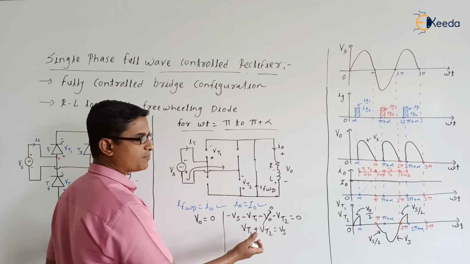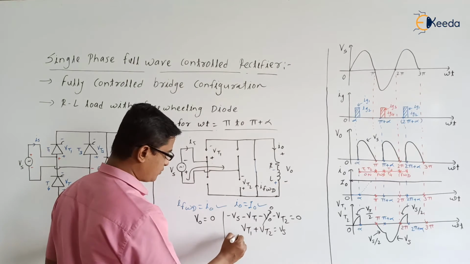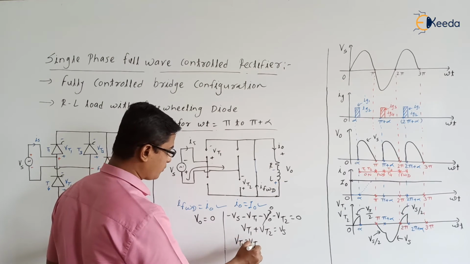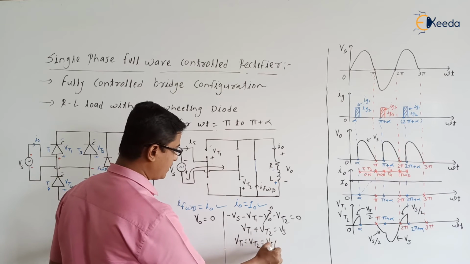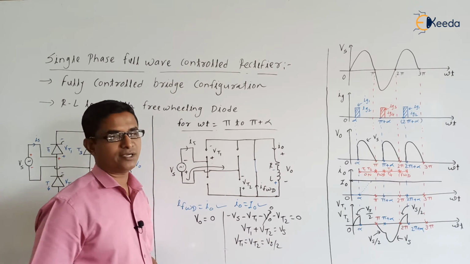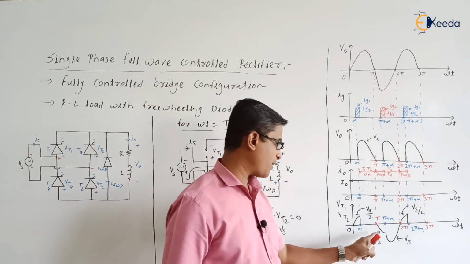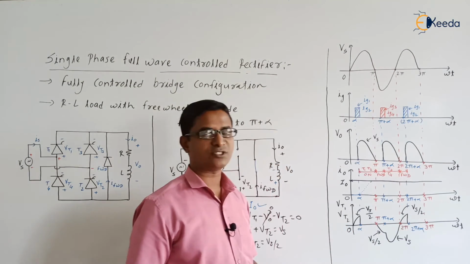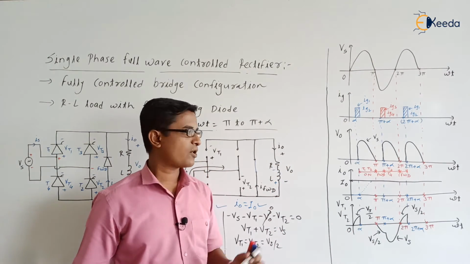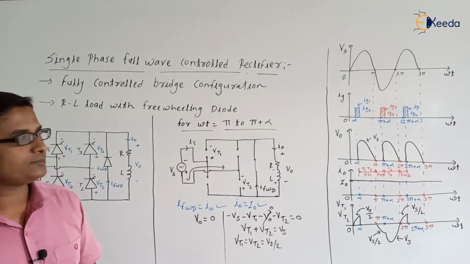But these two thyristors are made of the same material. Therefore Vt1 is equal to Vt2 is equal to Vs by 2. Voltage will be divided equally. So here, from pi to pi plus alpha, Vt1, Vt2 is equal to Vs by 2. Next, from pi plus alpha to 2 pi, what will happen?